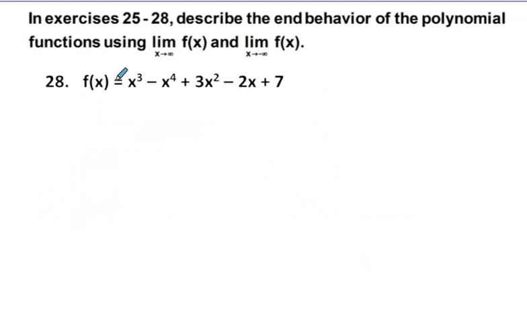This is problem 28. You can see the rewrite here. I'll just briefly do the rewrite. The rewrite is going to be negative x to the fourth power plus x cubed plus 3x squared minus 2x plus 7. So I hope you can see that our leading term is this one, negative x to the fourth power, which controls the end behavior of the function.